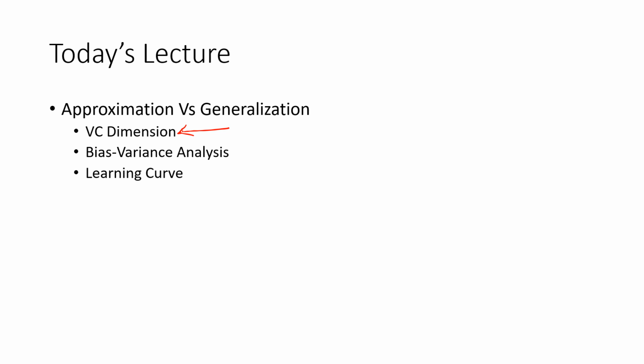As you can tell just by the name, this is derived from the VC bound that we looked at last time. And then we'll try to understand why this is important in terms of the learning process itself. We'll talk about the bias-variance analysis and then look at the learning curve. Okay, so let us begin with lecture 7.